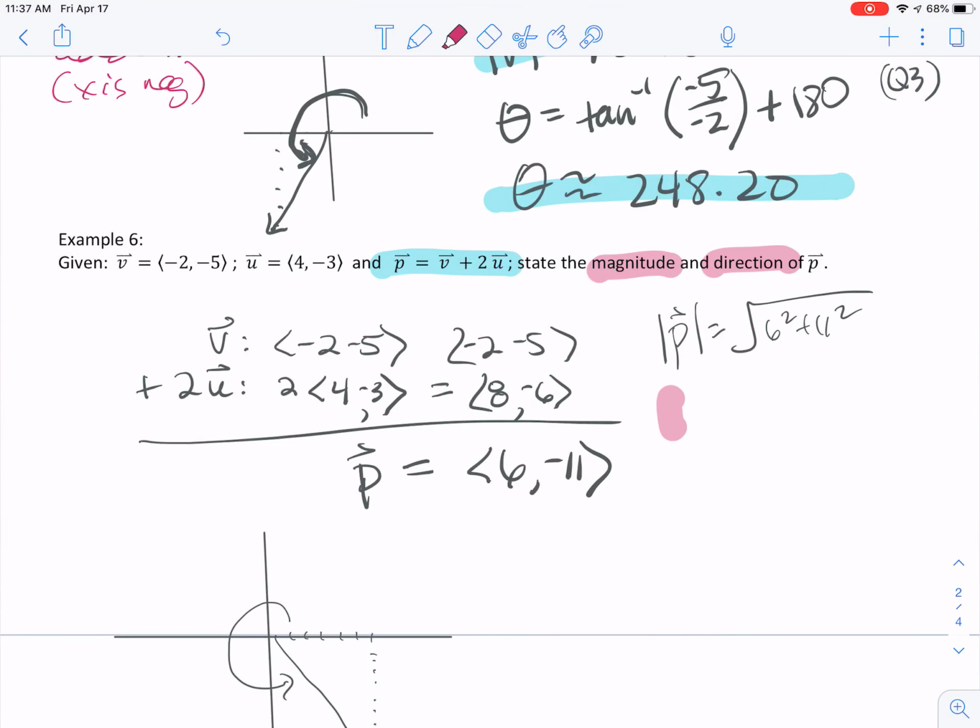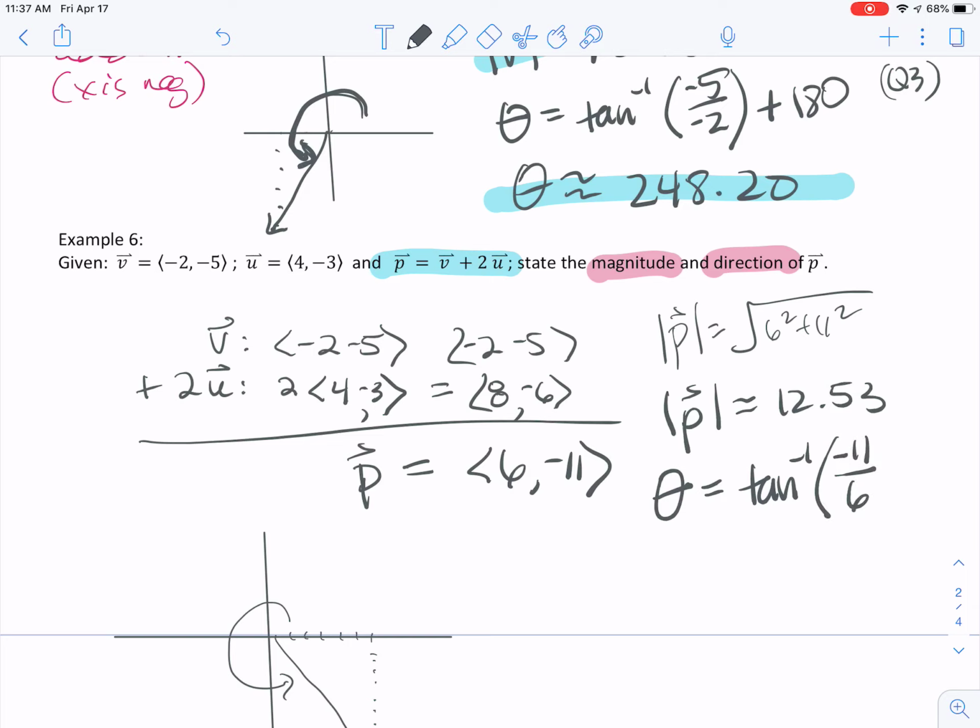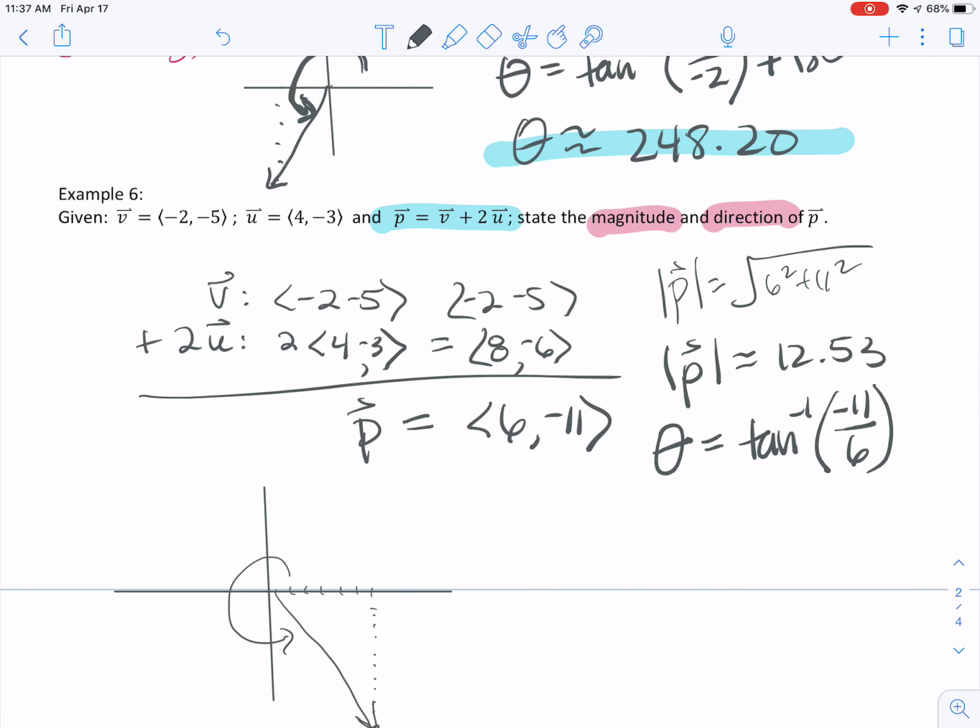So the magnitude of P is approximately 12.53. Isn't that what I said? Okay, now theta, which is your direction, is going to be tan inverse. You've got to put the negative, negative 11 over 6. Now, this is in quadrant 4. You can get this big theta or you can get this one. It doesn't matter. Theta can be either one. You don't have to add 180, but you can. So you can get this negative angle if you want to. Let's see what happens when we plug it in.